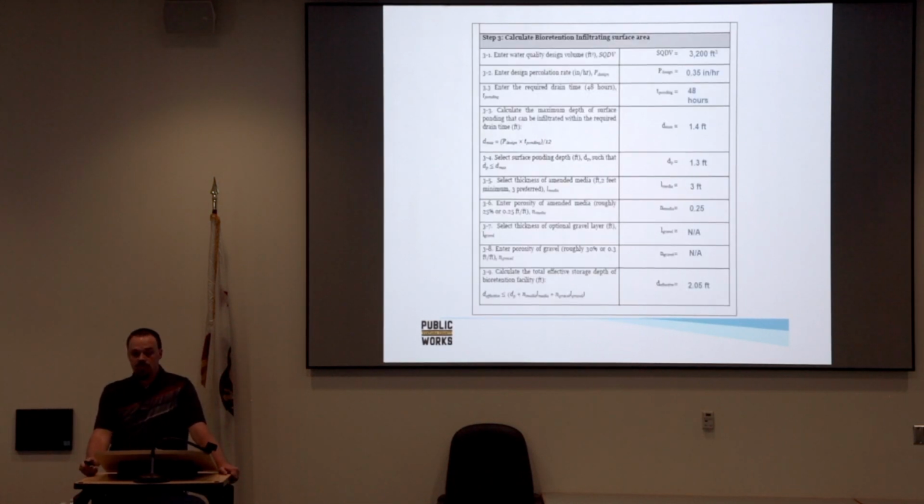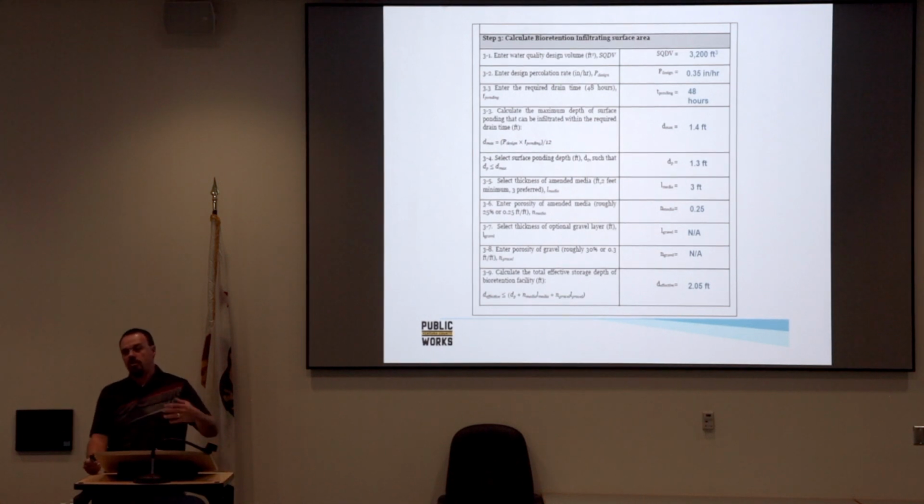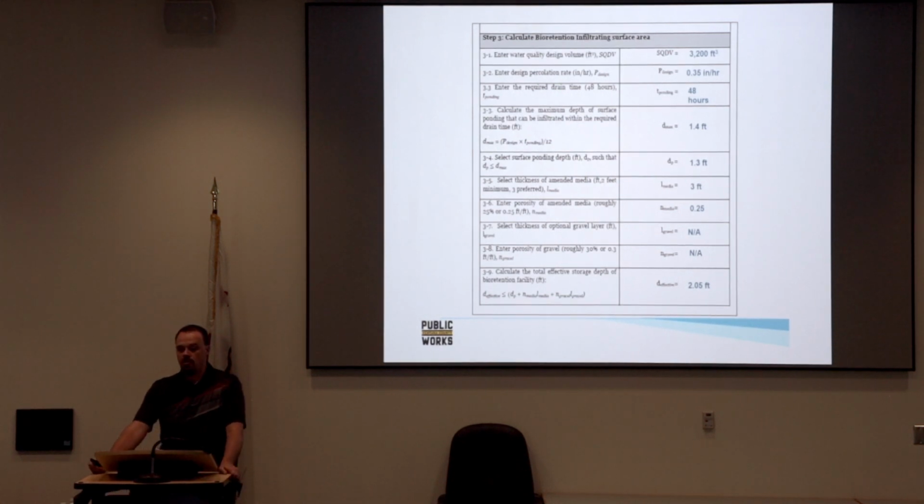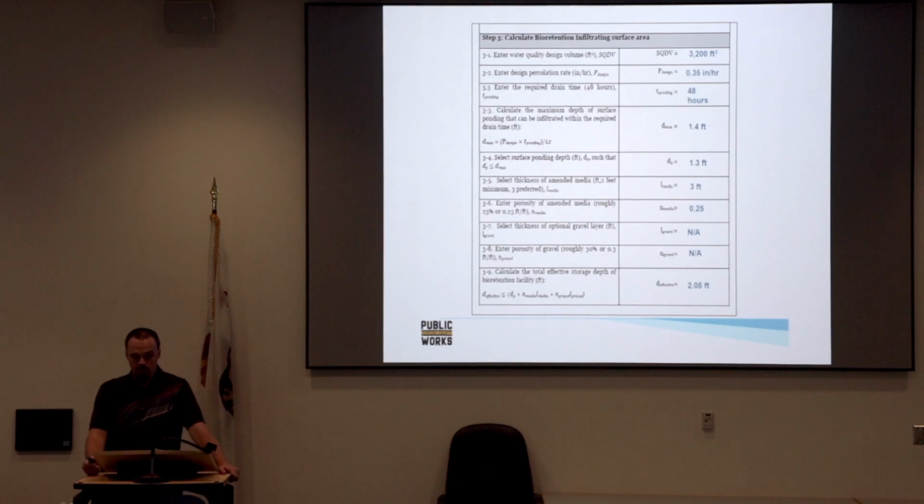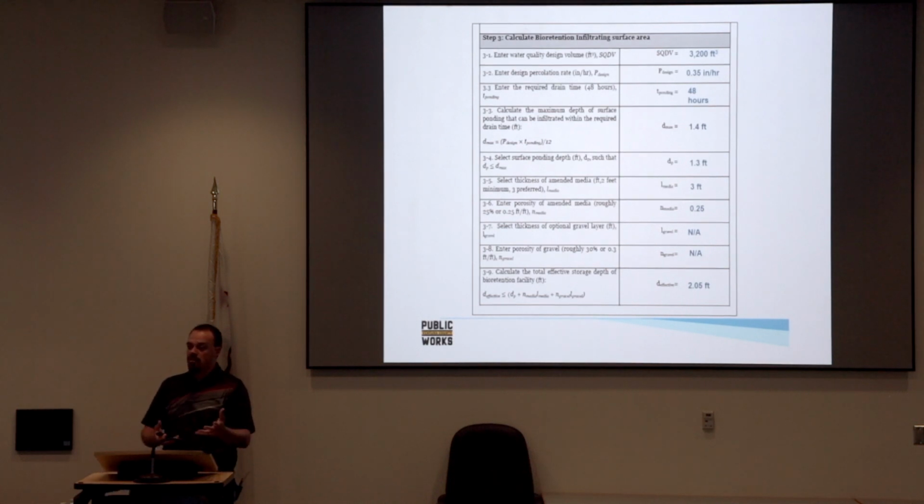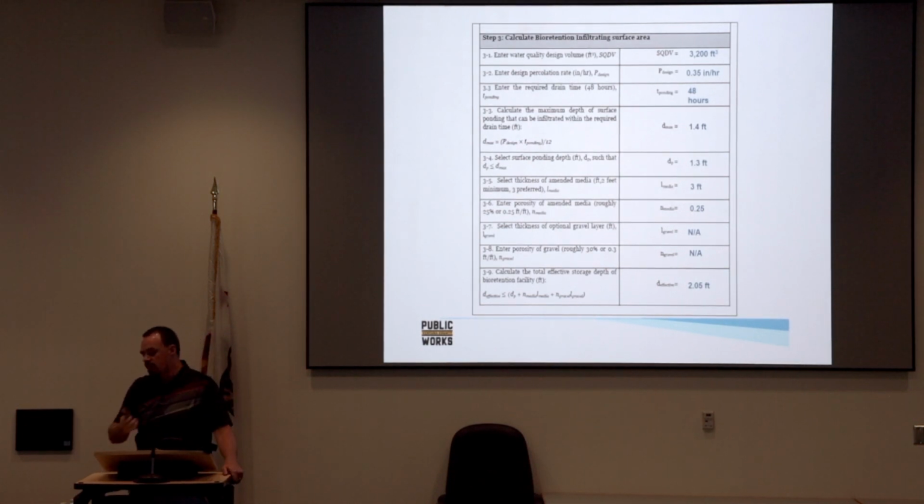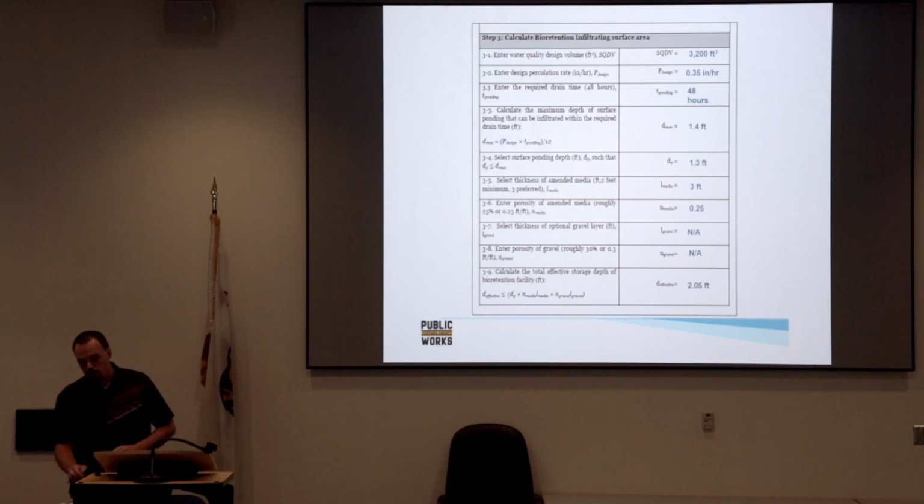Here's the next sheet for the bioretention. You enter the water quality design volume, so it's 3,200 cubic feet from the first sheet. Then your design infiltration, which we just calculated as 0.35 inches per hour. And then the required drain time. Here it says 48 hours. That's in the sheet, and I'm not sure why, but the TGM does allow up to 72 hours for surface ponding to drain. So this could be 72 hours if you want it to be, but for the design requirements here, they have it listed as 48 hours.